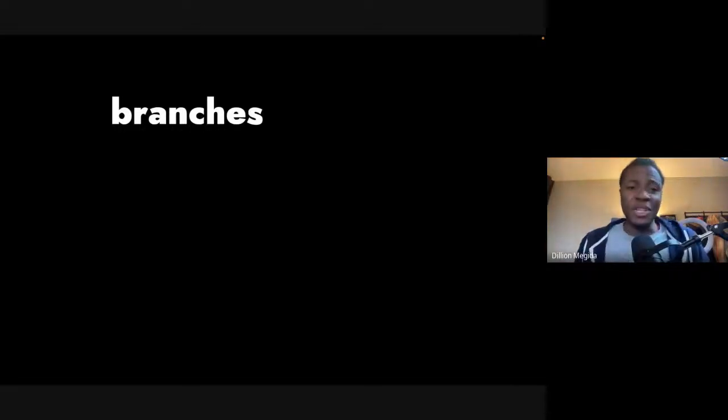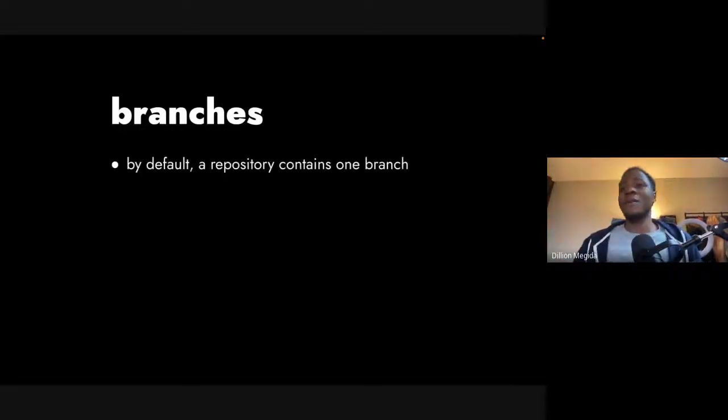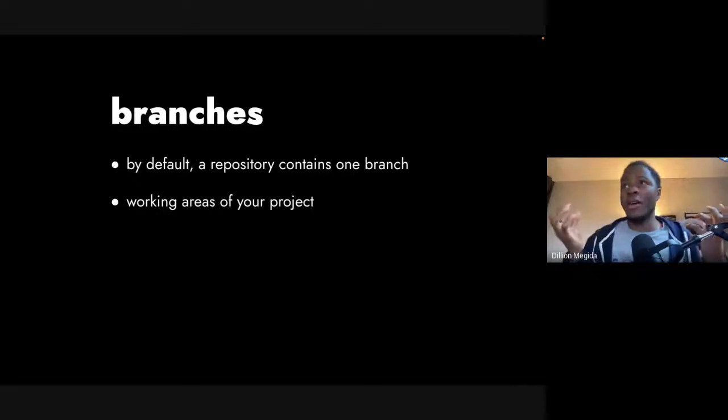Branches. Now let's look at branches. By default, a repository contains one branch. And what is a branch? A branch is like a working area of your project. With branches, you can have different working areas of your project. So you have the main working area, and you can have another area, which is a copy of the main area.